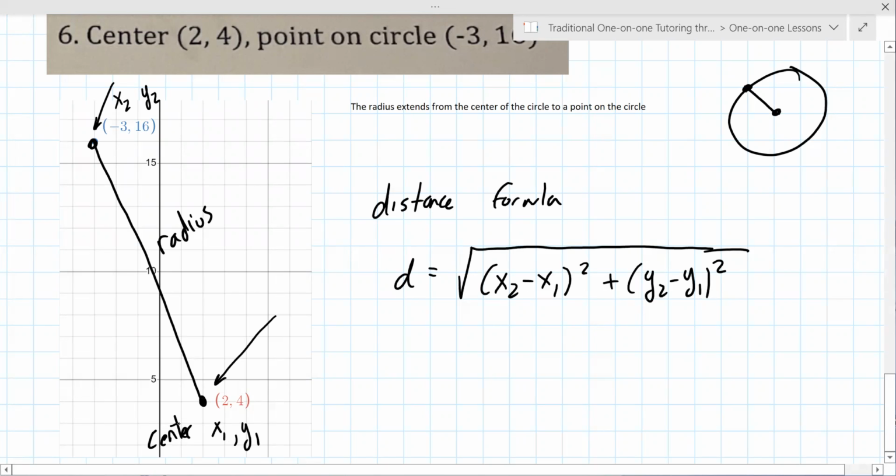Tell me what's confusing. Tell me what doesn't make sense to you right now. Well, I already know the equation of the circle with the given center and radius, but now it's asking me for the standard equation of the circle. Right. We have to find the radius. We're going to calculate the radius using the distance formula. The distance formula leads you to the radius.